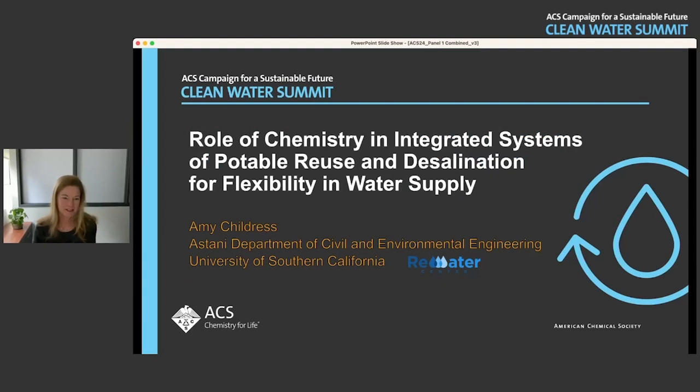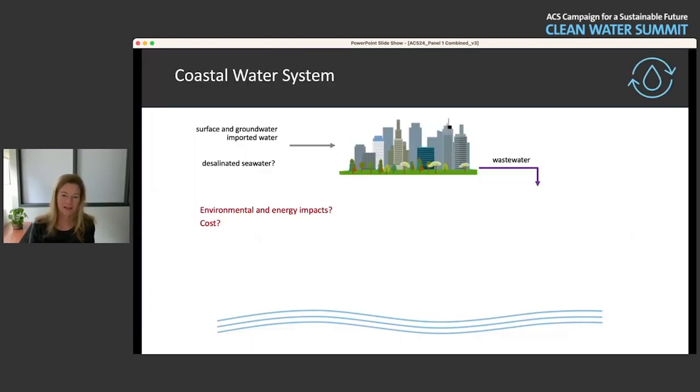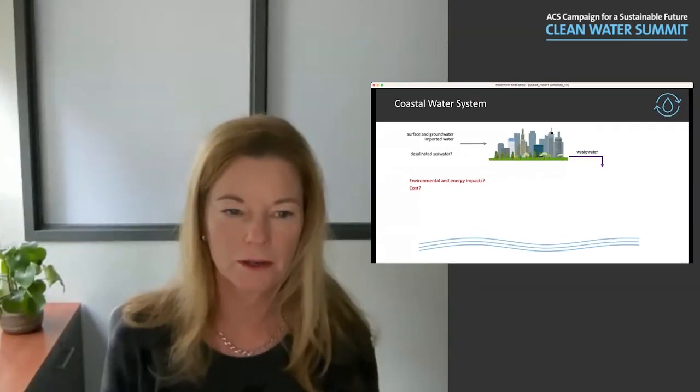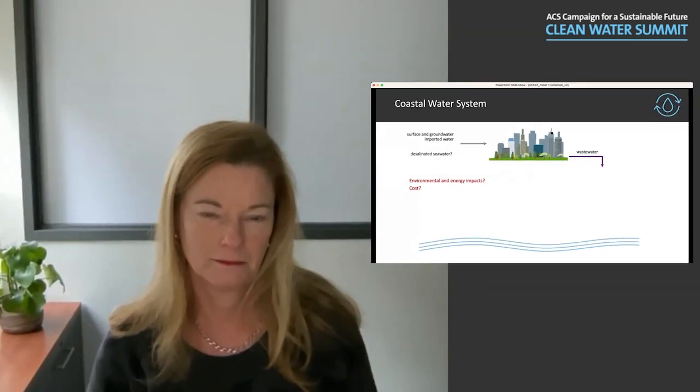All right, thanks, Eric. Okay, I'm going to talk about systems also, but in a little bit of a different sense than Eric talked about them. So here's my system, the coastal water system, where the water supply is currently surface and groundwater in parts of California and other parts of the US. We also use imported water.